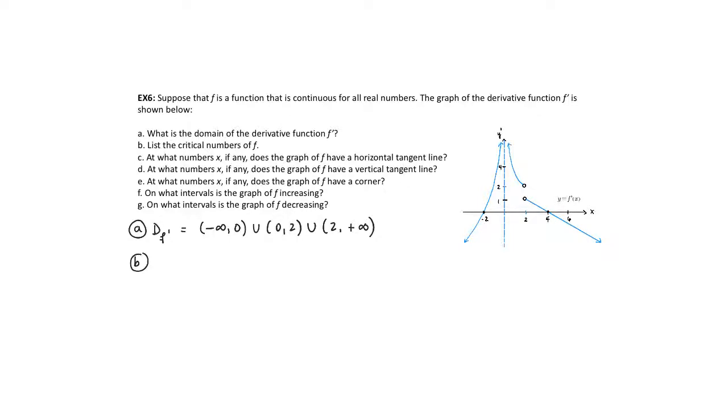And the derivative is undefined at x equals 0 because of the vertical asymptote, and also at x equals 2 because of the jump discontinuity. So that means that we have found our critical points. The critical points are going to be the values of x: -2, 4, 2, and 0.